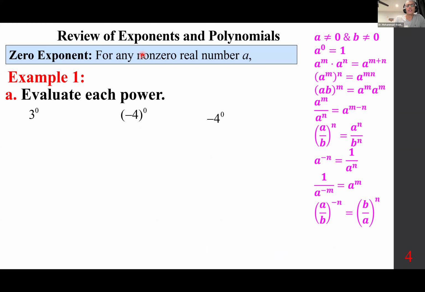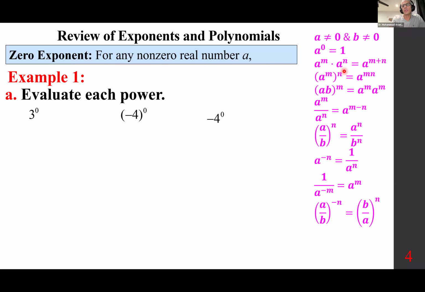Let's review exponents and polynomials. So this is the synopsis of those formulas, starting with the 0 exponent. For any non-zero real number a, a number to the power of 0 is equal to 1. So when the base a and the base b are not equal to 0, a to the power of 0 equals 1. That's the 0 exponent rule.